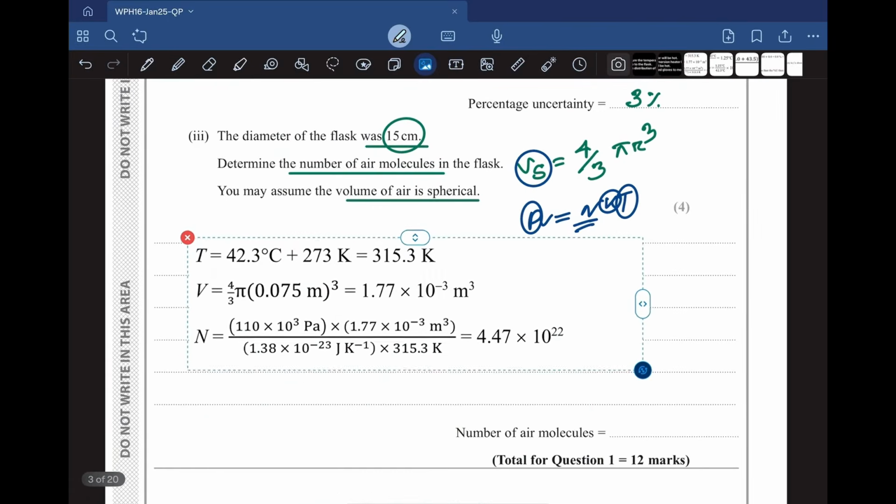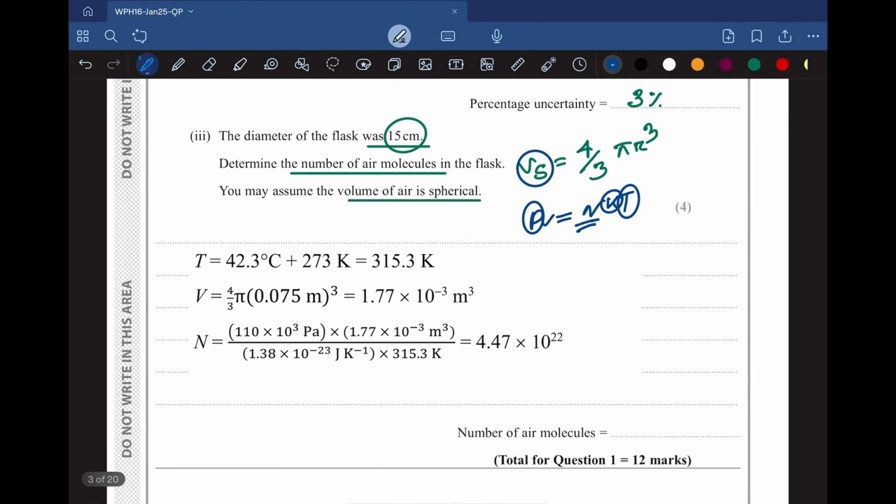Now let's have a look at how they have done it. Here you can see we have added 273 to the degrees Celsius to convert it into Kelvin. Now the next part: we have calculated 4 by 3 pi r cubed. We have converted this 15 first into meters and then into radius by dividing by 2. So basically 15 times 10 to the power minus 2, divided by 2. This is going to be our radius.